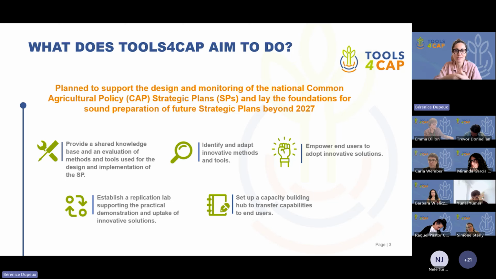What we mean by end user is you, national, local, regional policymakers, and also the research community who is involved in providing evidence for policy design. And for that, we have established also replication labs, also called case studies, and you will hear more about some of them today.